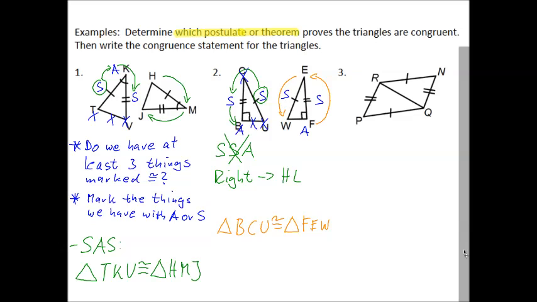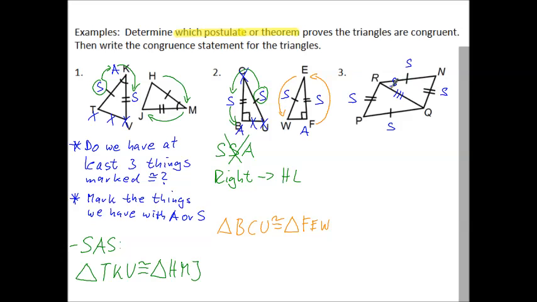Let's look at this example. Here we only have 2 sides marked congruent. This side is congruent to this side. PQ is congruent to RN. But we don't have a third piece of information. But we are in luck, because if we see that RQ, the segment, actually is part of both triangles, we can use the reflexive theorem and mark this side congruent to itself. And there are our 3 pieces of information, our 3 sides.